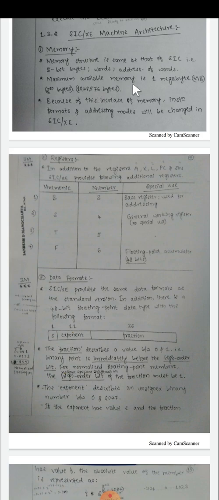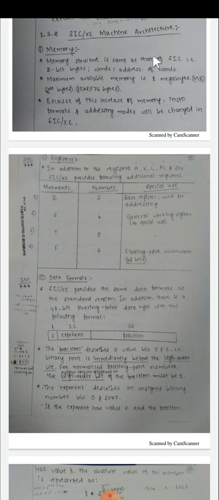10,48,576 bytes, or else we can call it as 1 MB of memory, or else simply we can remember it just as 2 to the power 20 bytes, because in SIC we remembered that SIC machine has 2 to the power 15 bytes of memory. So here it is SIC XE machine has 2 to the power 20 bytes of memory.